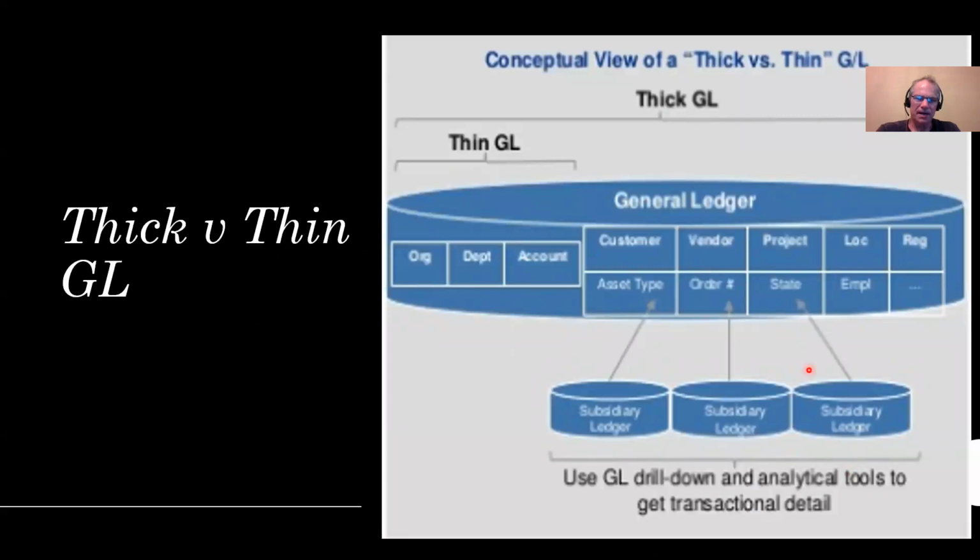As far as designing a general ledger, a chart of accounts, there's thick versus thin. You can see here the thin GL is very short. In this case, it has an org, a department, and an account. And the thick is much longer, much more detailed. You have a customer, vendor, project, location, and this field, whatever that stands for.